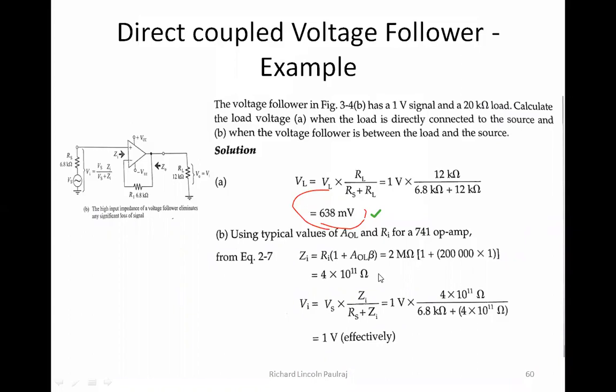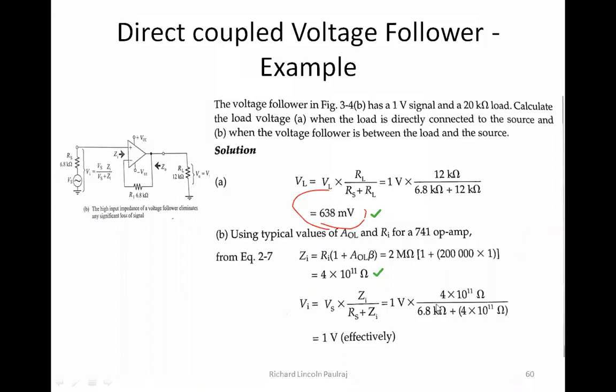Is it 4 into 10 raised to 11 ohms? Are we getting it? Yes, sir. Good. 4 into 10 raised to 11, right? So this value is also right.